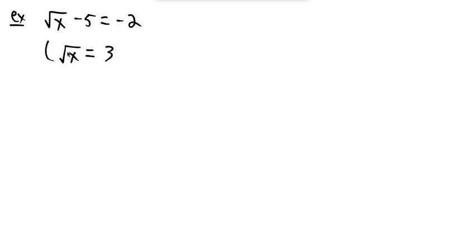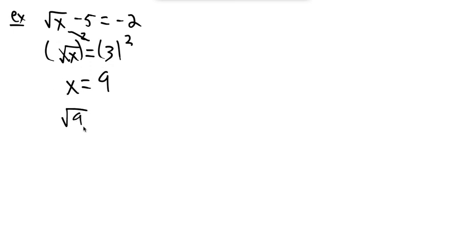Step 2, square both sides. So we can get rid of this. Those two cancel. And what are we left with? We're left with x is equal to 9. Step 3, solve, but we're all good. Step 4, check your answer. Put this back in, make sure it works.